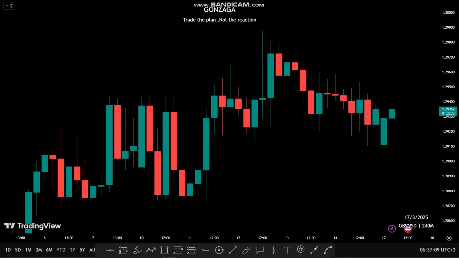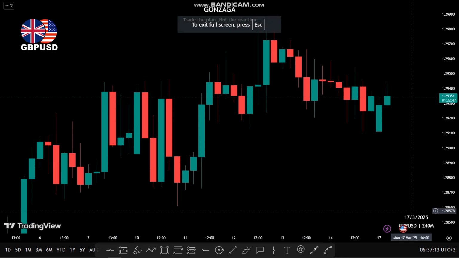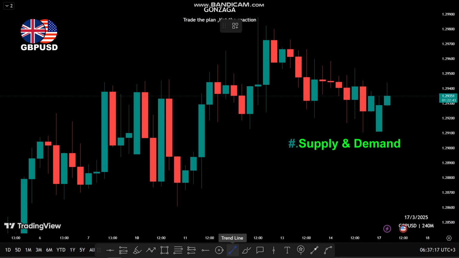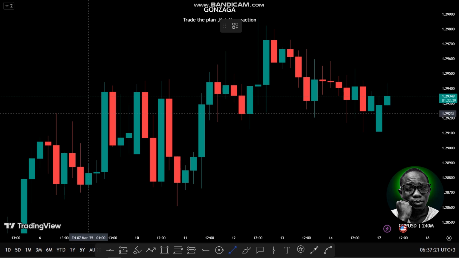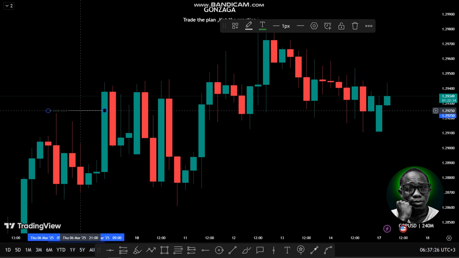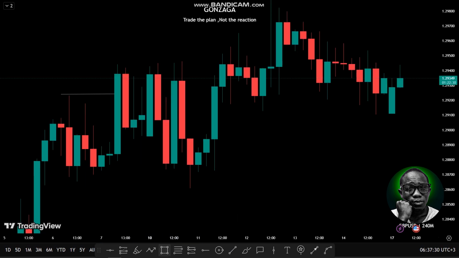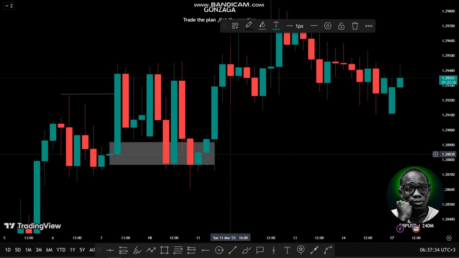Okay, so this is a chart of GBP USD, on the 4-hour time frame. As you know, I always use supply and demand, market structure, and top down analysis. So market broke structure here. This is a breakout structure. Then it had left a demand zone down here. As we always know, supply is selling and demand is buying.